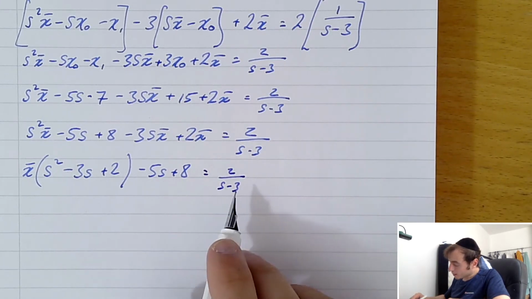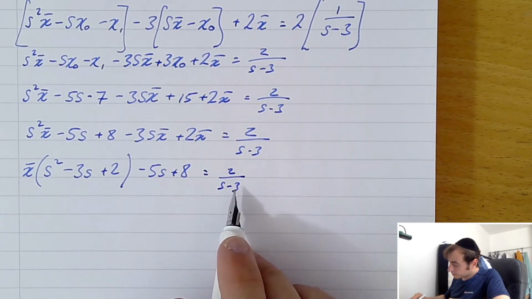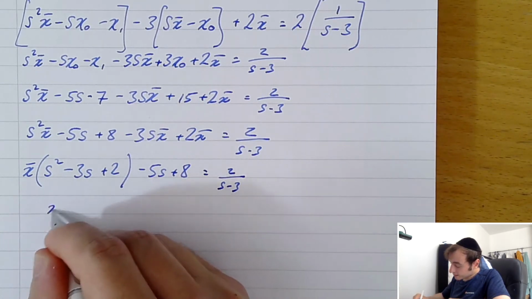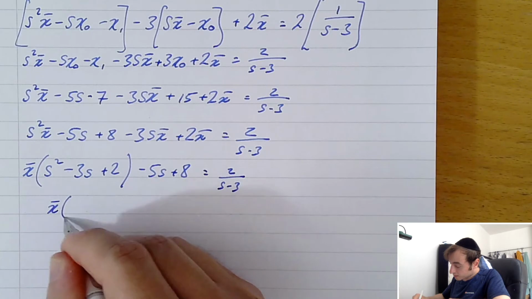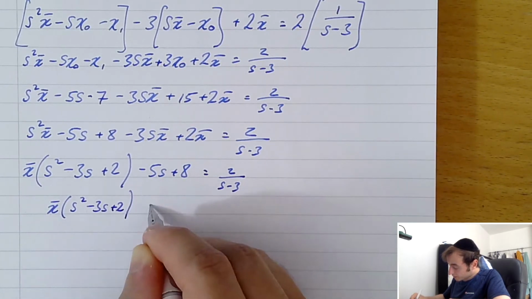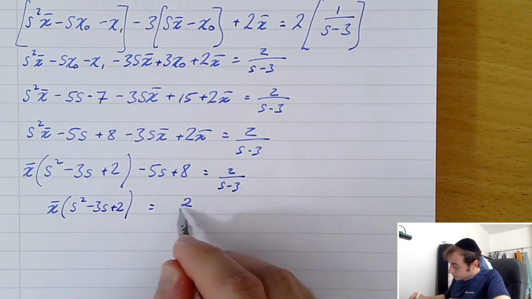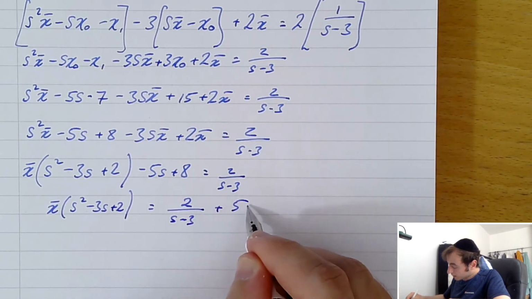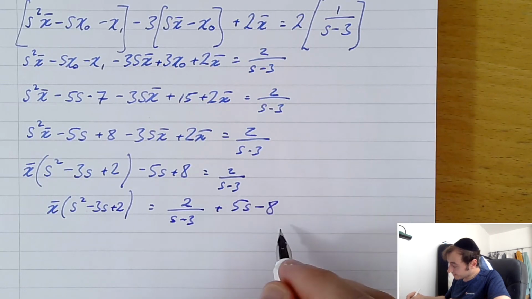Yep. So now let's take the minus 5s plus 8 to the other side. So we can say x bar, s squared minus 3s plus 2, equals 2 on s minus 3 plus 5s minus 8.